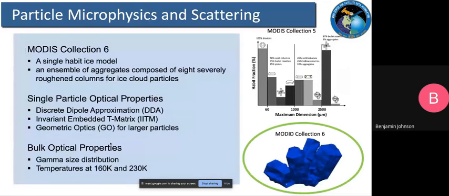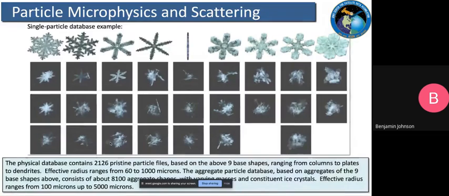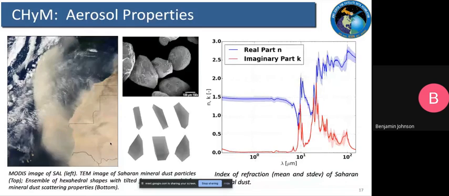In order to be able to make these models, you have to make some assumptions. And so we have two choices. One is the MODIS collection 5 and MODIS collection 6 in order to model what the distribution of these shapes and masses might look like. You can also use realistic simulations of particle shapes. These are all simulated images of 3D particles. You can compute the scattering properties of and use those. And similarly, just like we do for cloud particles, we can do this for aerosol particles as well.